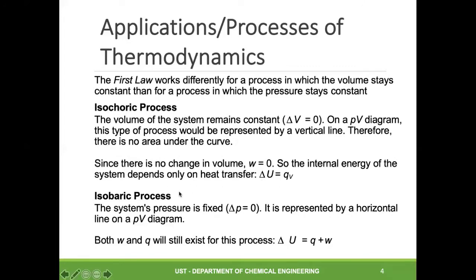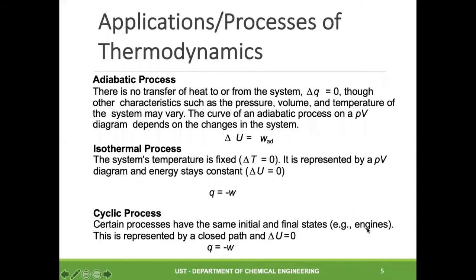Now, let us take the isobaric process. In this system, the pressure is fixed, so delta P is equal to 0. This is represented by a horizontal line on the PV diagram, and both work and Q will have values for this process. Then to solve for delta U, you will apply the first law of thermodynamics equation.